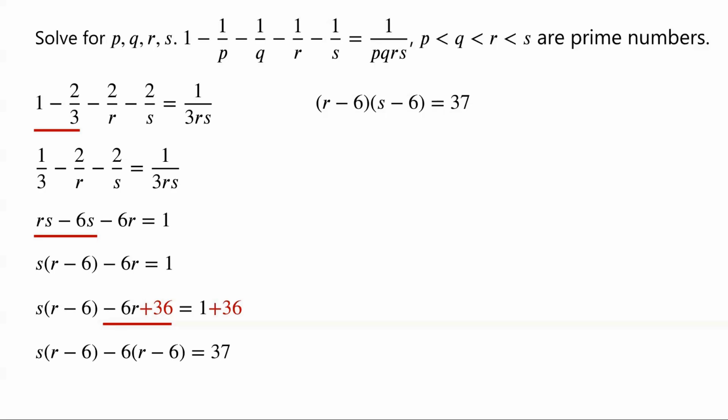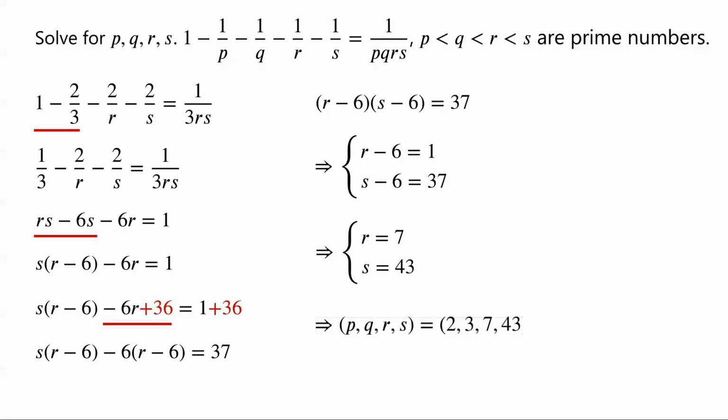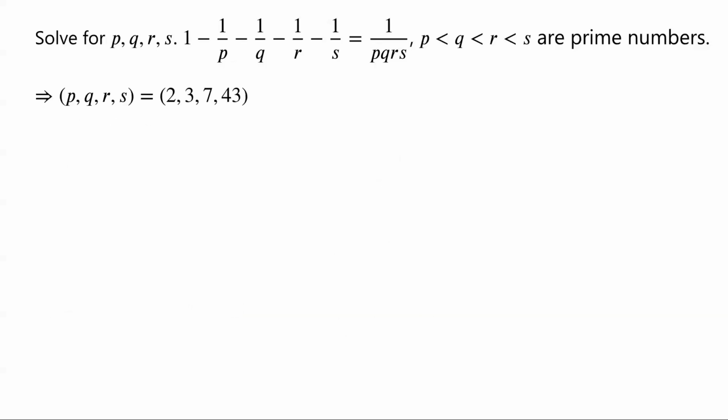As r is less than s, so r minus 6 equals 1, and s minus 6 equals 37. So, r equals 1 plus 6, which is 7. And s equals 37 plus 6, which is 43. Therefore, pqrs equal 2, 3, 7, 43. Now, verify whether it is a solution of the original equation.